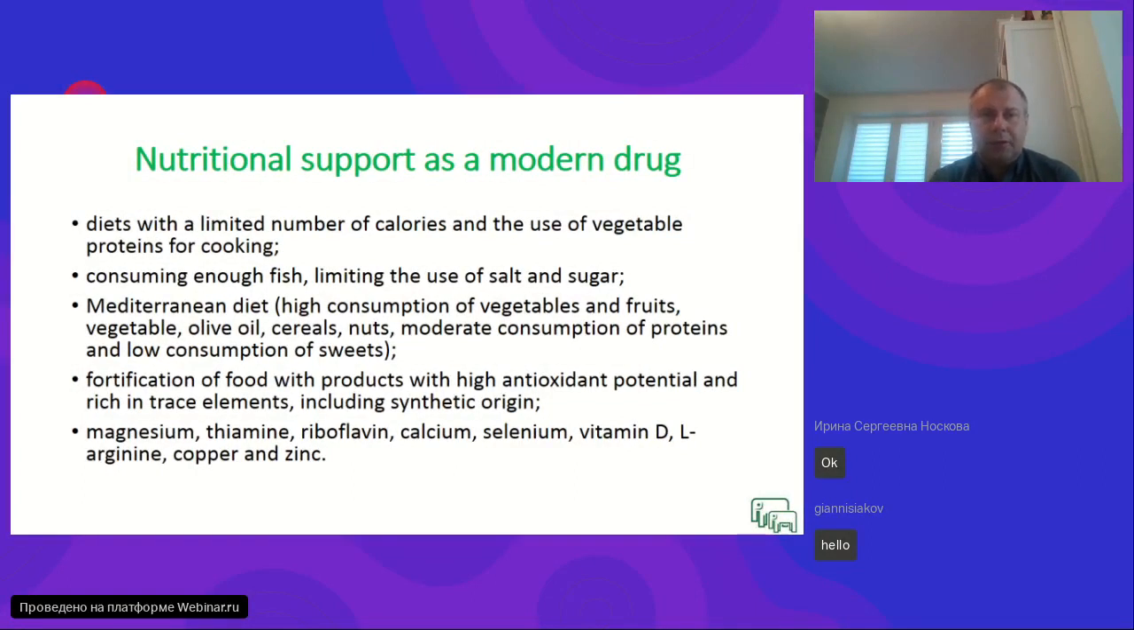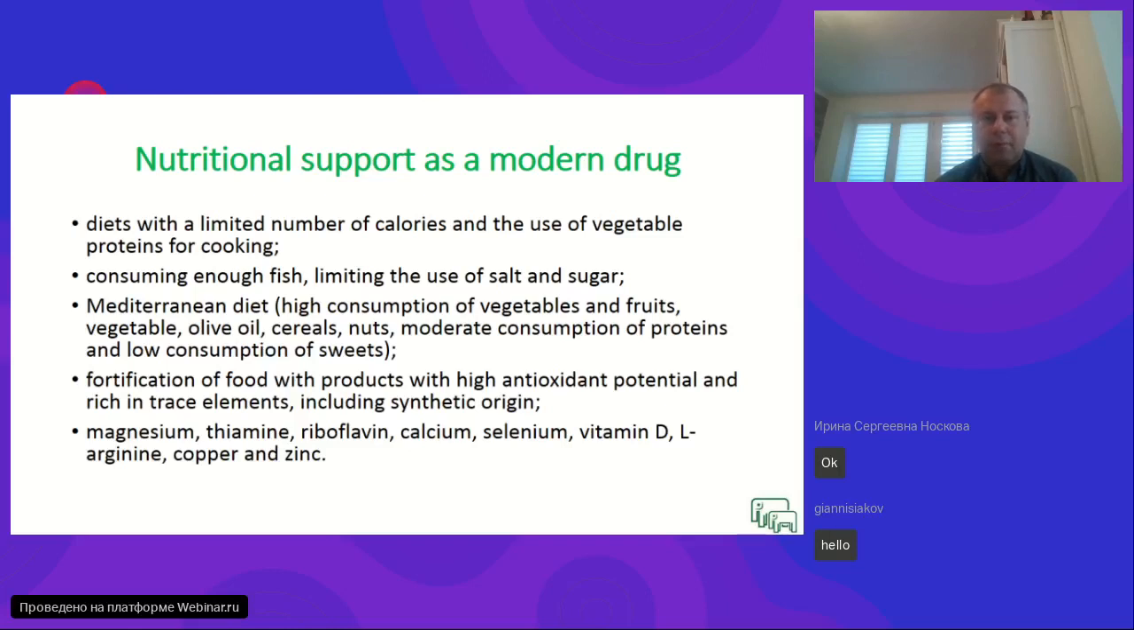Modern diet is a diet with a limited number of calories and usage of vegetables and proteins for cooking, green proteins, as we say. It's consuming enough fish, limiting use of salt and sugar. And of course, the gold standard of proper nutrition is the Mediterranean diet. You are from Greece, and of course you experience this diet, which is characterized by high consumption of vegetables and fruits, vegetable and olive oil, cereals, nuts, moderate consumption of proteins, and low consumption of sweets. And of course, we sometimes need to fortify the food with products with high antioxidant potential and rich in trace elements, including elements of synthetic origin, such as magnesium, thiamine, riboflavin, calcium, selenium, vitamin D, L-arginine, and others.